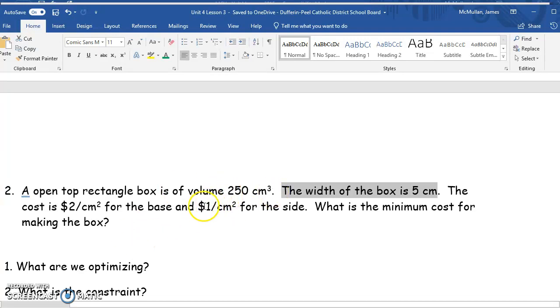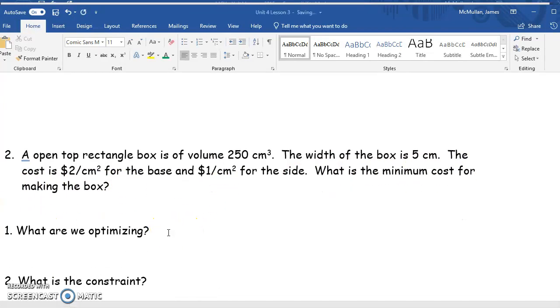And then, you could imagine why the sides don't have to be made of as strong material as the bottom, and of course the bottom wouldn't have to contain whatever's in the box, so the bottom is often a little bit more expensive than the sides. What is the minimum cost for making the box? So once again, the minimum cost is the function we're ultimately trying to minimize.